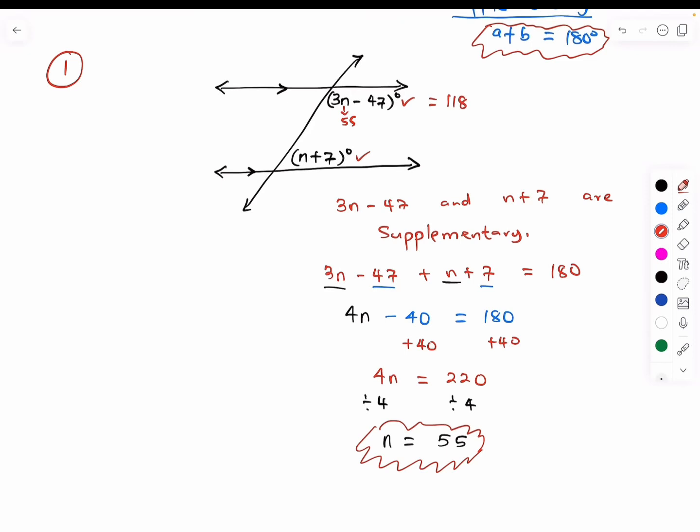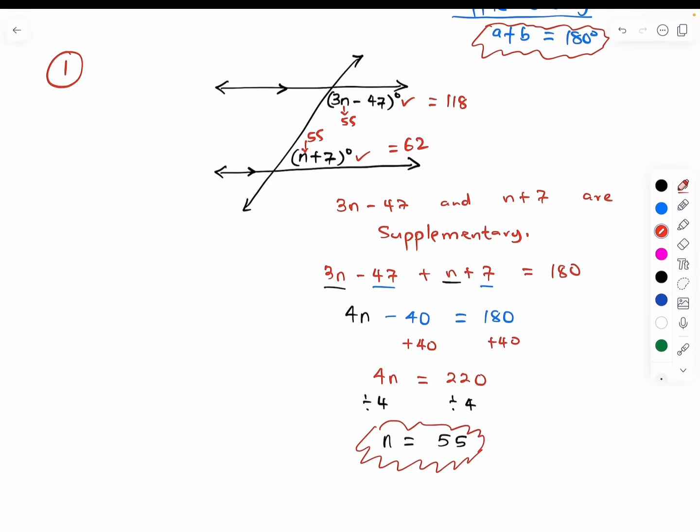Because I just did this in my head, so I hope that's right. Also, if I put n as 55 right here, and then if I do 55 plus 7, we notice that is going to give me 62. Now let's go find out.